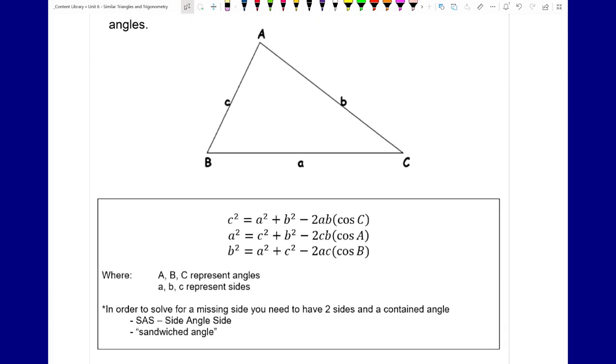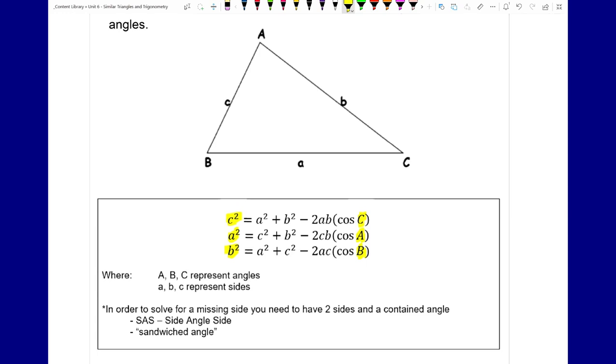So all variations of the same thing, right? The only difference is depending on which side we're looking for, or trying to solve for, it changes where the other sides are located or where the variables are. The main thing to recognize is the side that you're trying to find, you're using that angle or its corresponding angle.